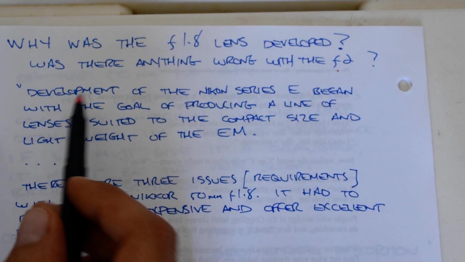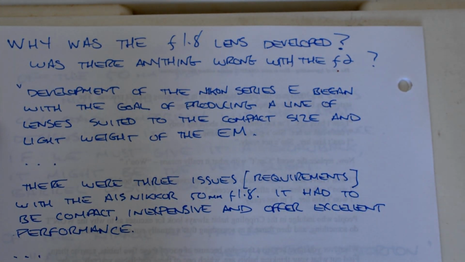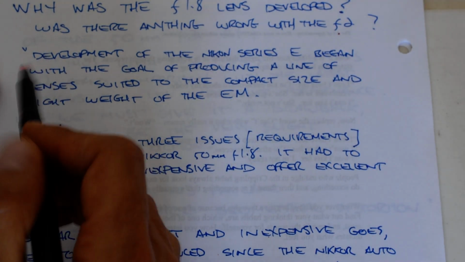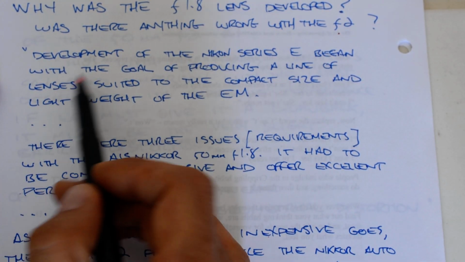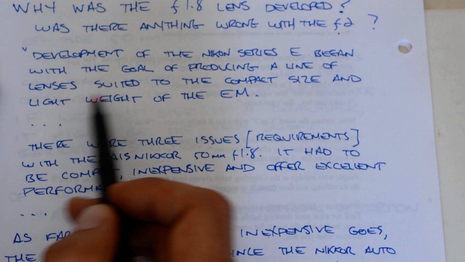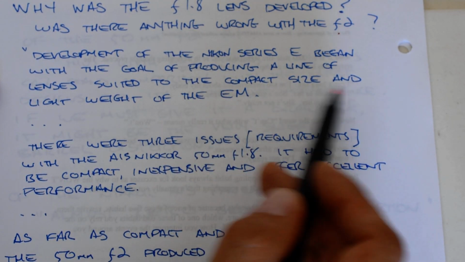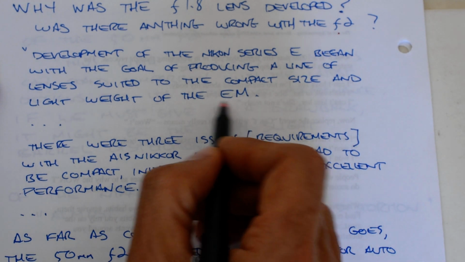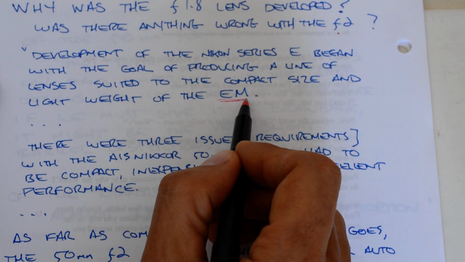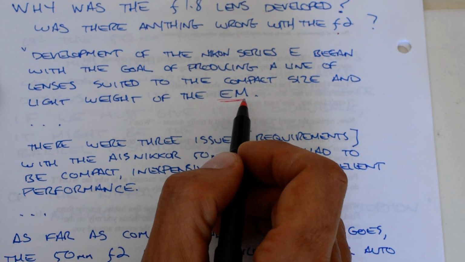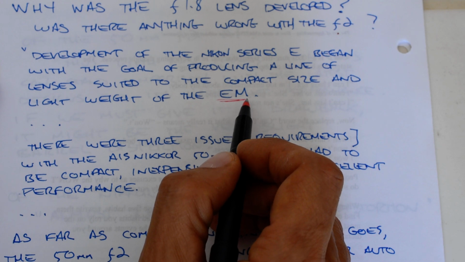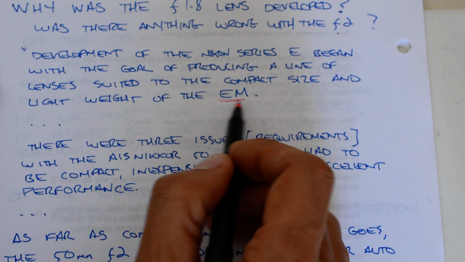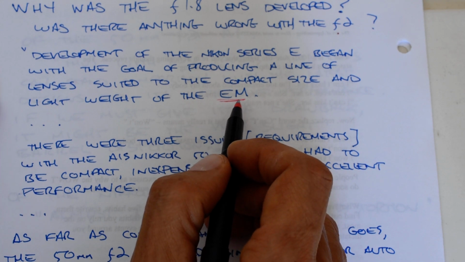Here's why. These are direct quotes from the 1001 Nights blog. "Development of the Nikon Series E began with the goal of producing a line of lenses suited to the compact size and lightweight of the EM." That is the Nikon EM, the budget SLR introduced in '79, I believe, which lacked any provision for manual control of shutter speeds, and therefore I don't take it seriously, but I digress.